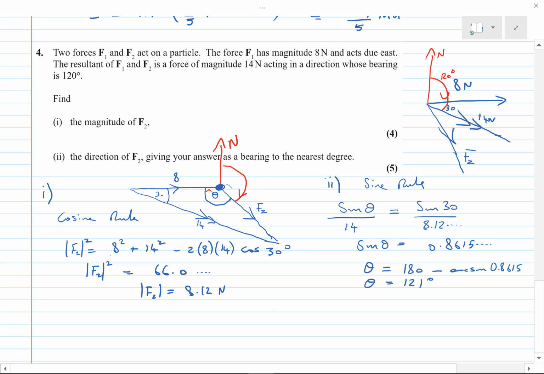Okay, so it's from the north clockwise. So that will be, because this angle all the way around here is 270, so the bearing is 270 degrees, take away 121 degrees, which is equal to 149 degrees, to the nearest whole number.